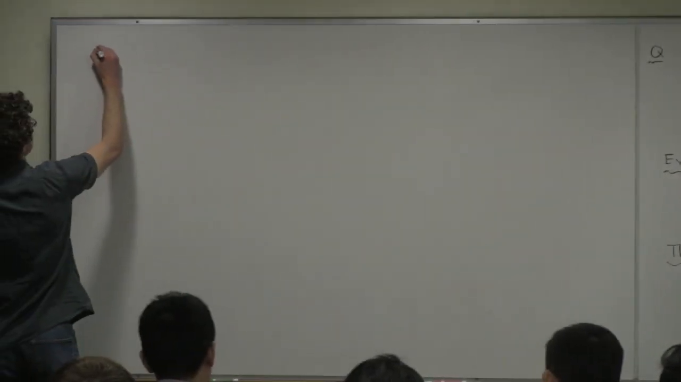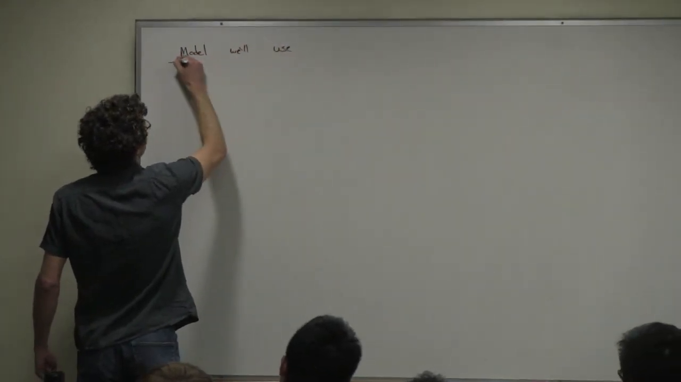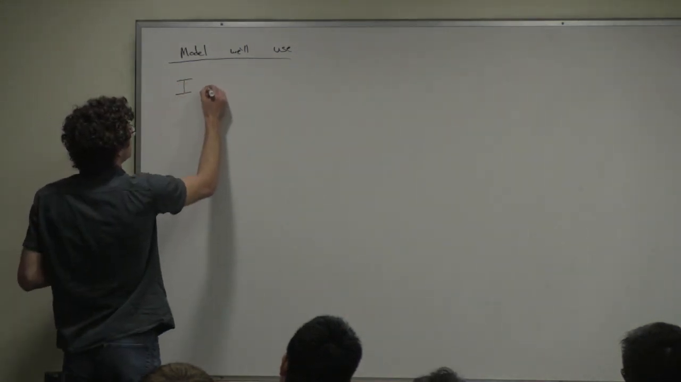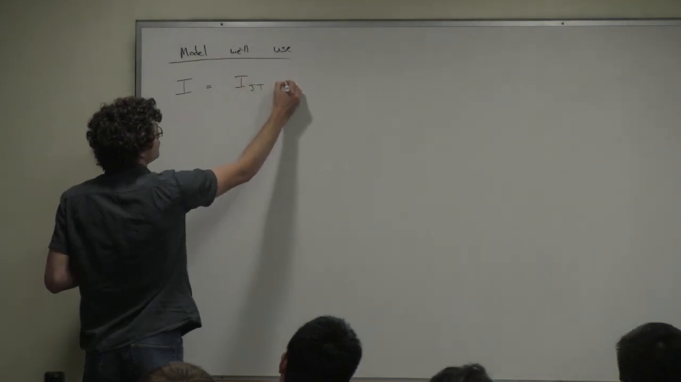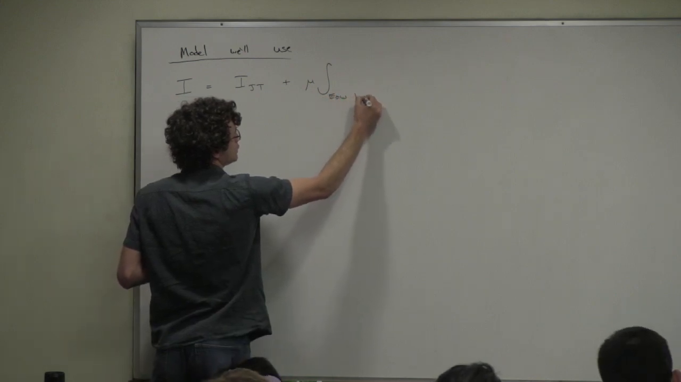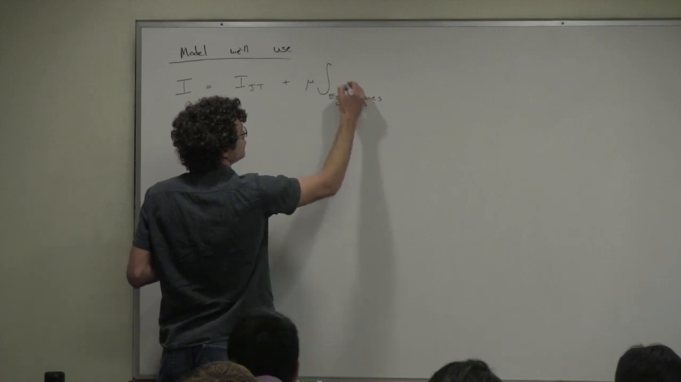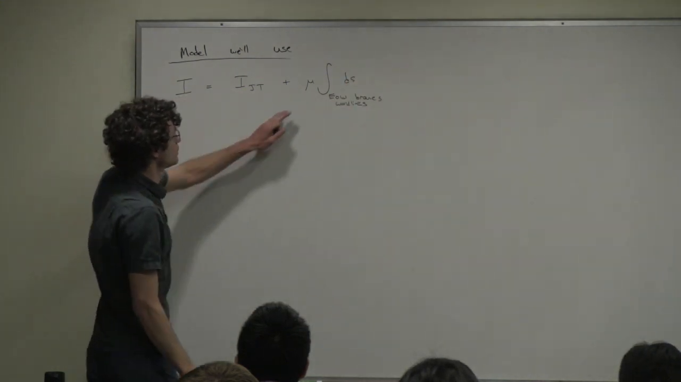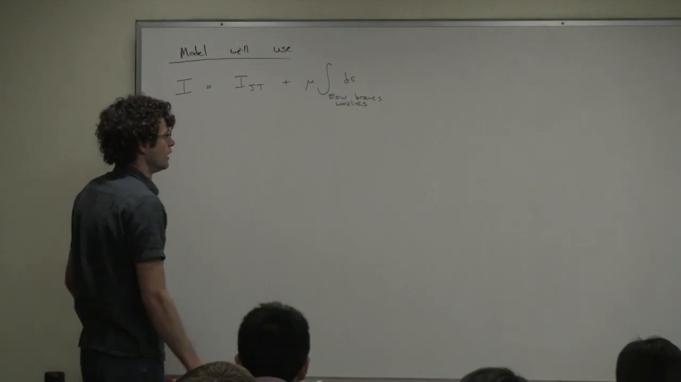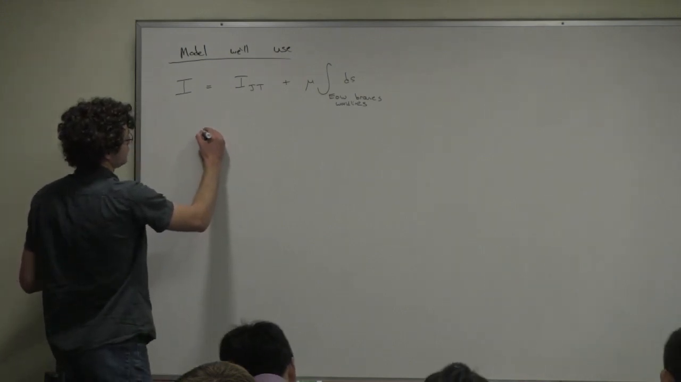So the model that we'll use is one with the following action. We take the JT gravity action plus a tension term for the total world line length of some end-of-the-world branes. So there are two classical solutions that will be relevant in this theory.